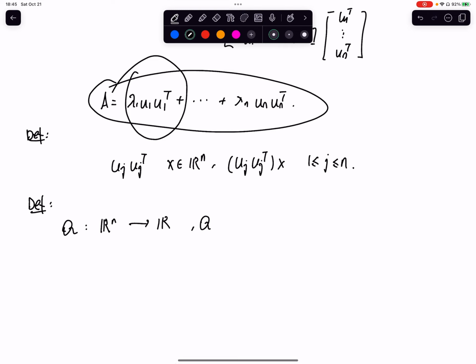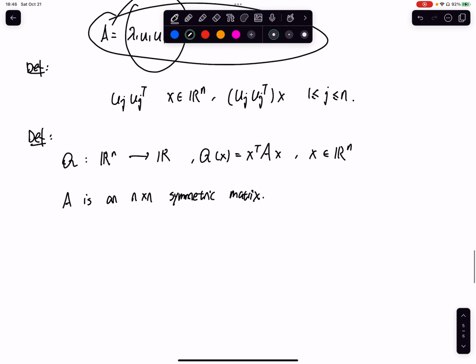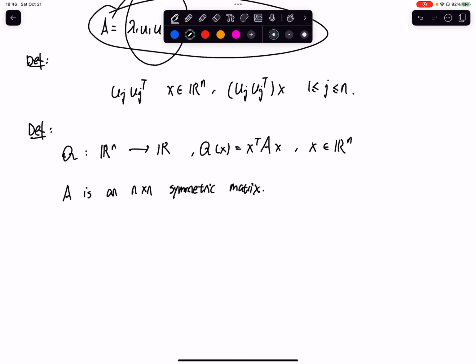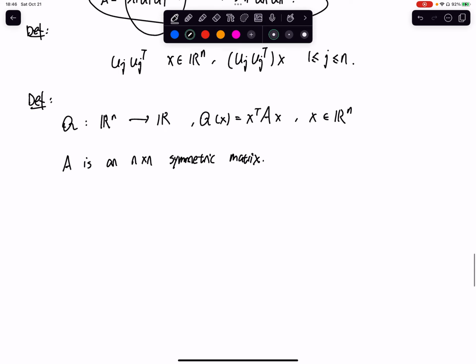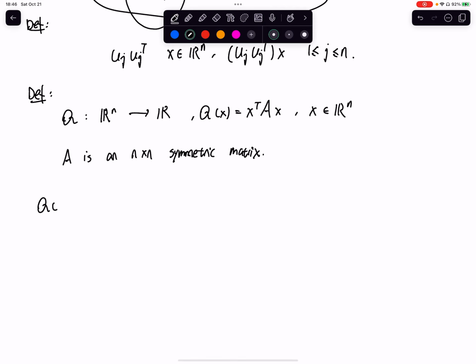A quadratic form is a function q from Rn to R, of the form q of x equals x transpose Ax, where x is a vector in Rn and A is an n by n symmetric matrix. In this context, we say A is the matrix of the quadratic form. The simplest example of a non-zero quadratic form is q of x equals x transpose I x, which gives us just the norm of x squared.